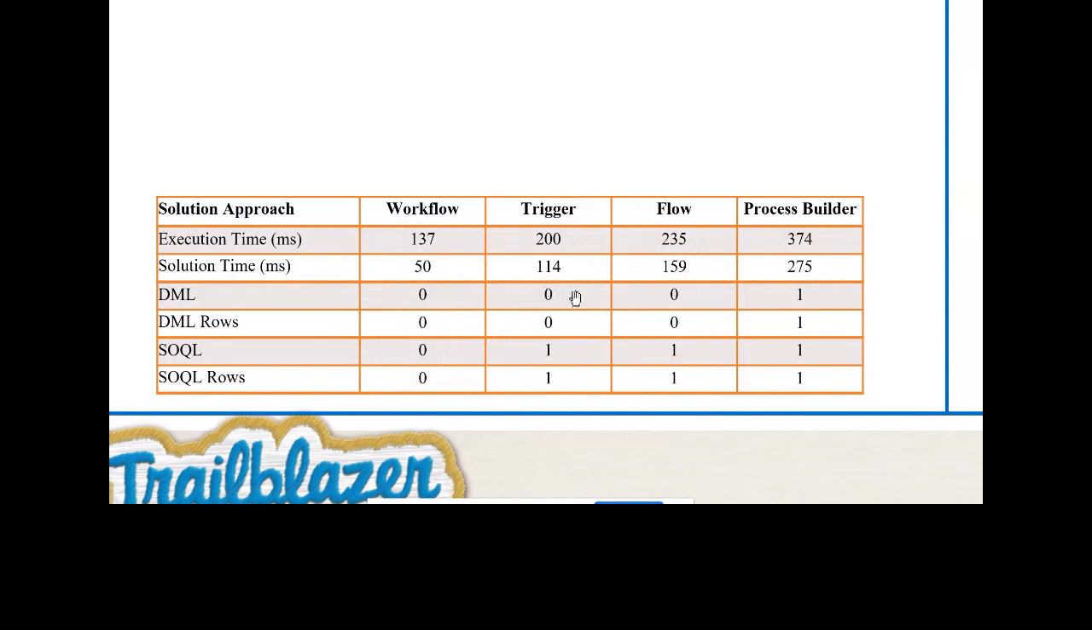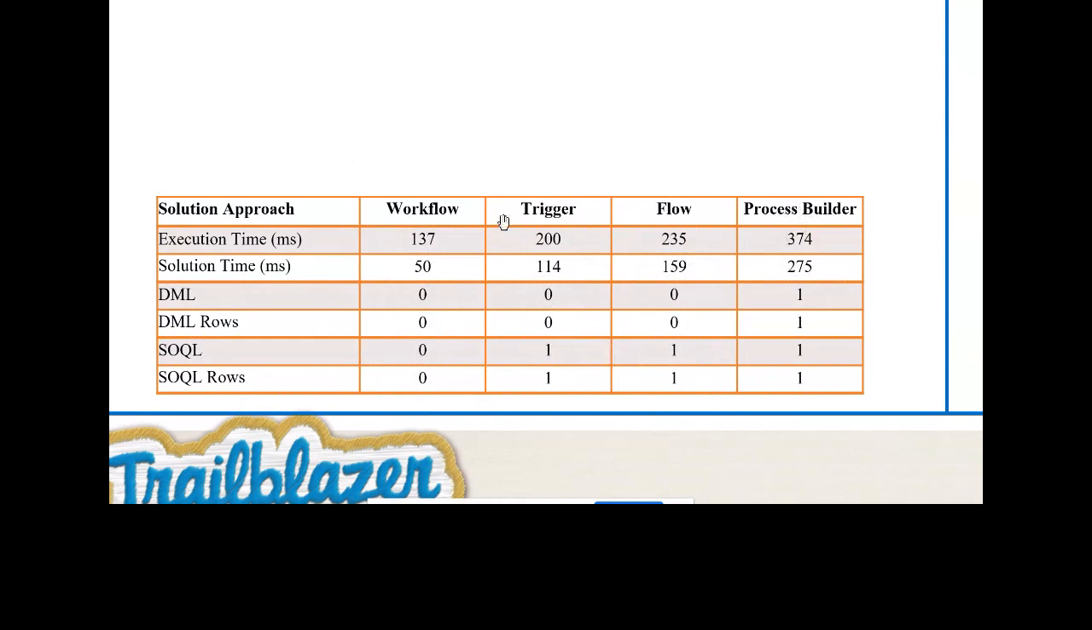And trigger and flow, if you consider, are not consuming a DML. This is because if you consider the order of execution of your current transaction, a trigger and flow will be getting executed before the record is saved to your database. So it's not consuming an additional DML. But for SOQL query, trigger and flow are consuming one because it is trying to fetch the account record to get the account name.